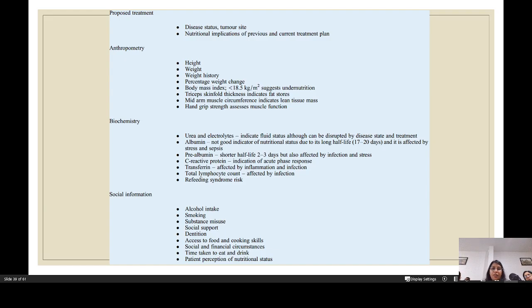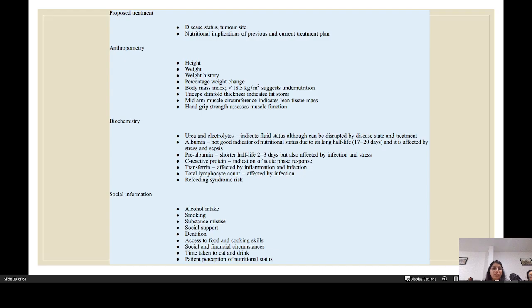Next is biochemistry. Urea and electrolytes include the fluid status, and can also be discussed in terms of the disease state and treatment. Albumin is not a good indicator of nutrition status due to its long half-life, and it is affected by stress and sepsis. Prealbumin has a shorter half-life, 2 to 3 days, but also is affected by infection and stress. C-reactive protein, transferrin, and total lymphocyte count all are affected by infection and inflammation.